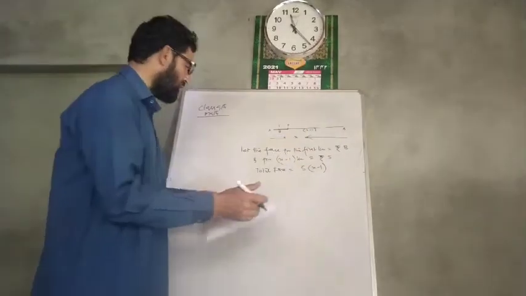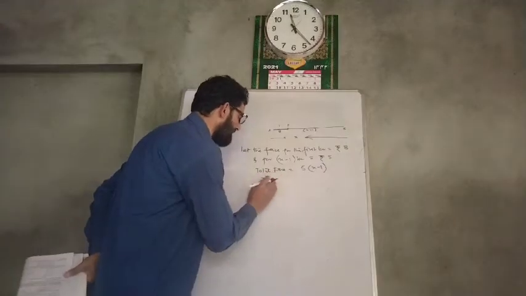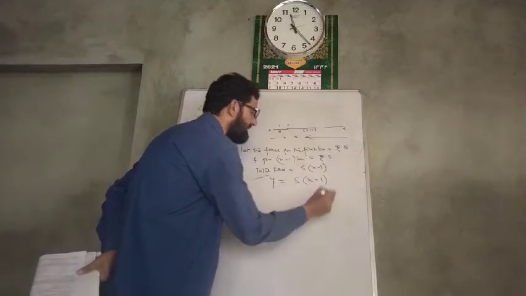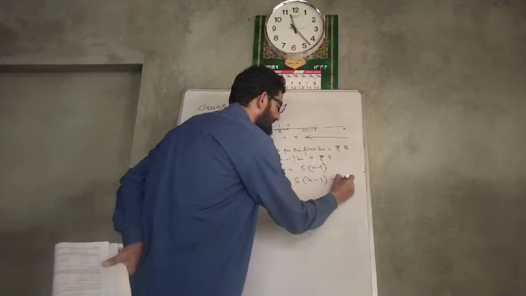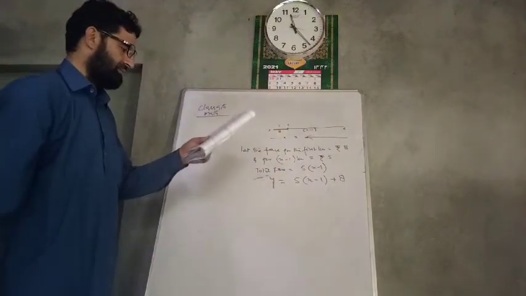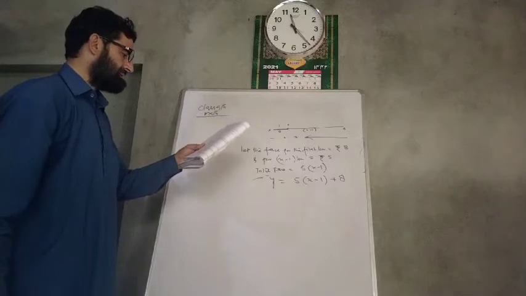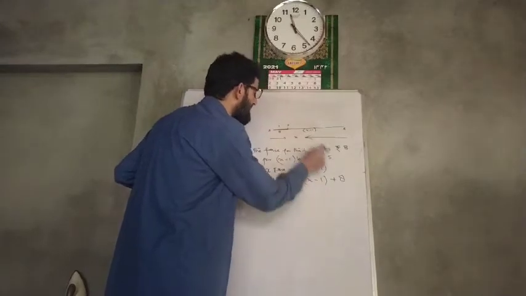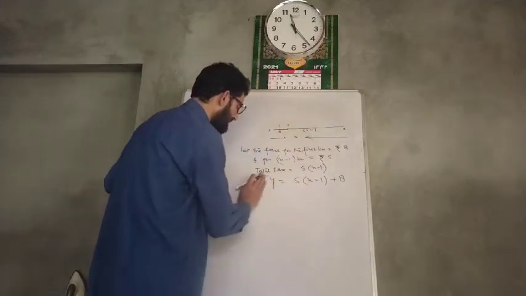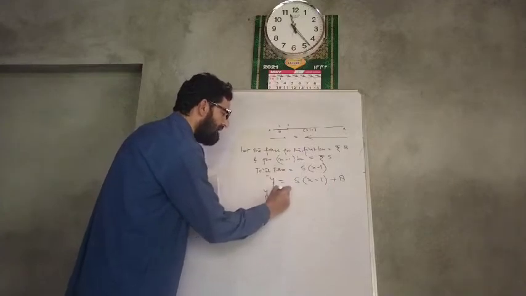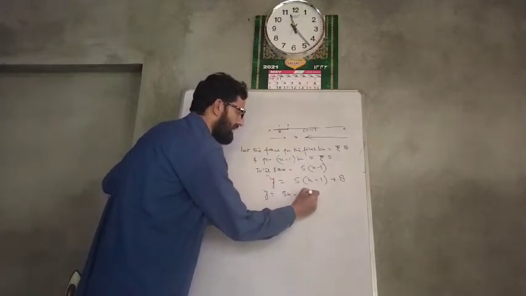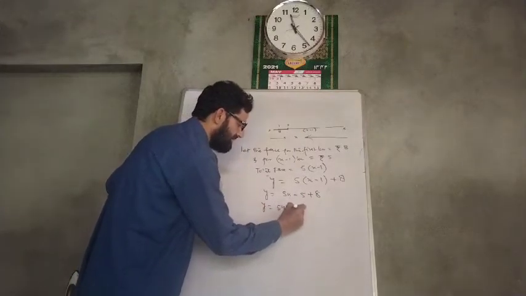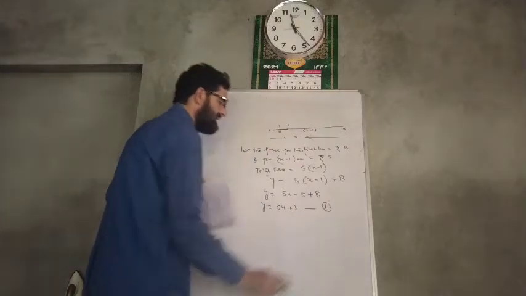Now the linear equation becomes: total fare is equal to y. Y is equal to 5 into x minus 1, plus this first kilometer is 8. For the first kilometer it is ₹8, and for the subsequent it is 5 into x minus 1, and y is the total fare. So y is equal to 5x minus 5 plus 8, and so y is equal to 5x plus 3. So this is our linear equation.